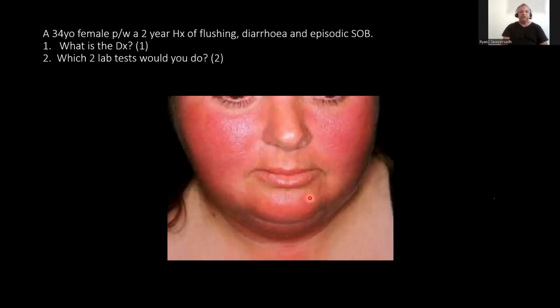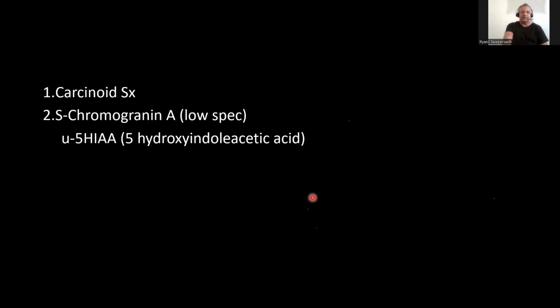34-year-old female presents with a 2-year history of flushing, diarrhea, episodic shortness of breath. What's the diagnosis? Which two lab tests would you do? So this obviously, the patient exhibits significant facial flushing, and you guys know this is carcinoid, okay? Carcinoid syndrome. And the two tests which you're going to do are serum chromogranin A and 5-hydroxyindoleacetic acid.